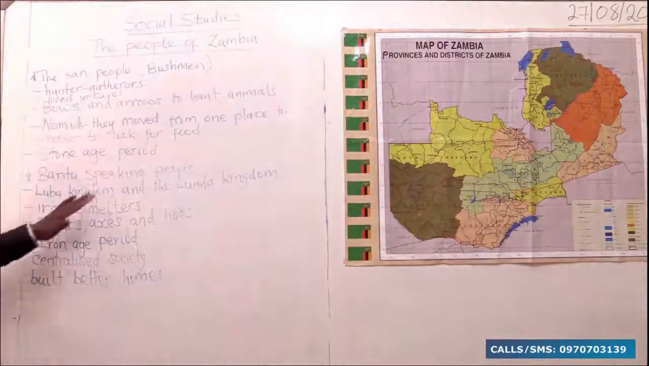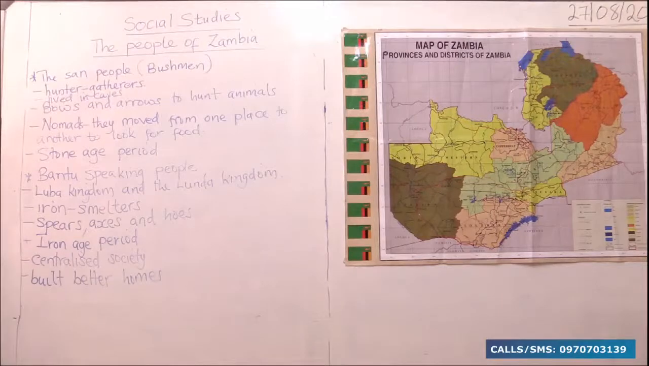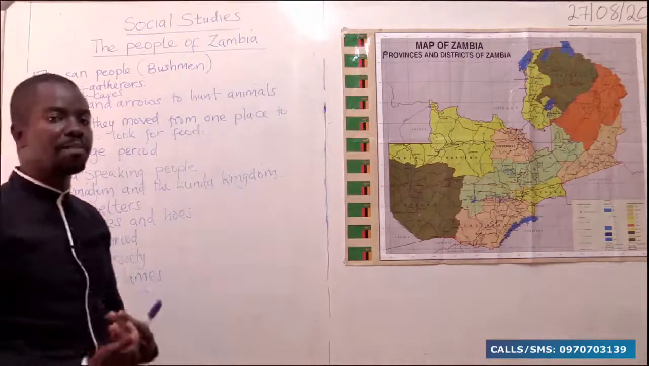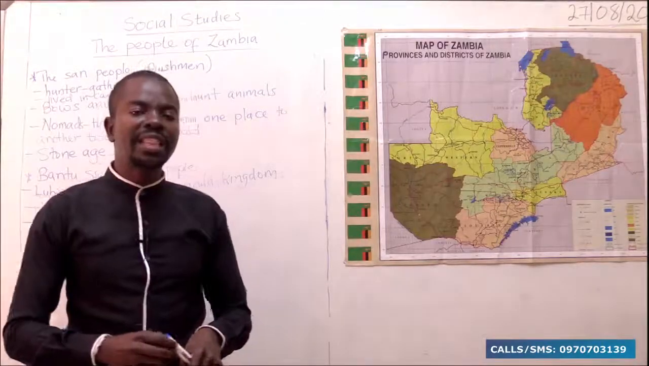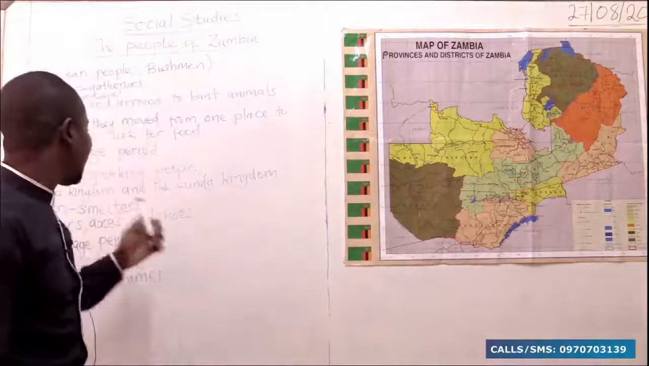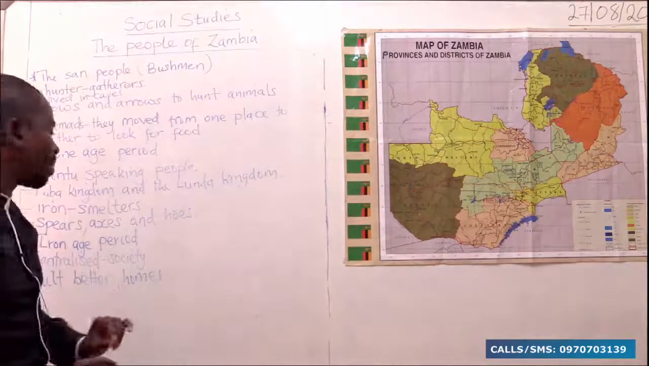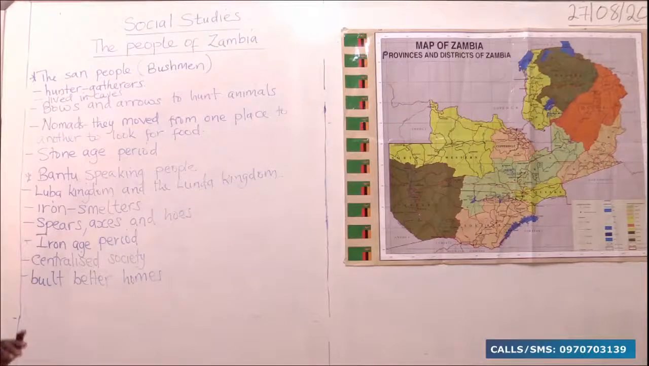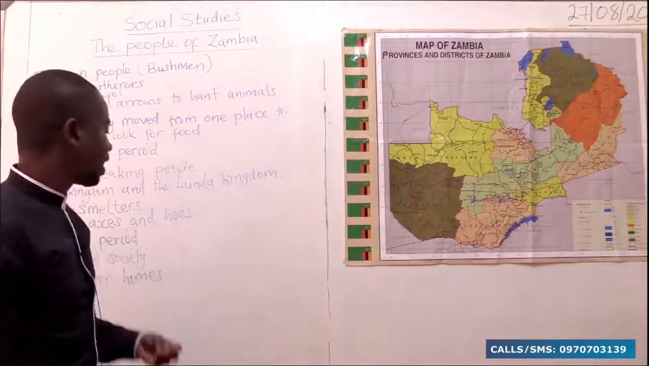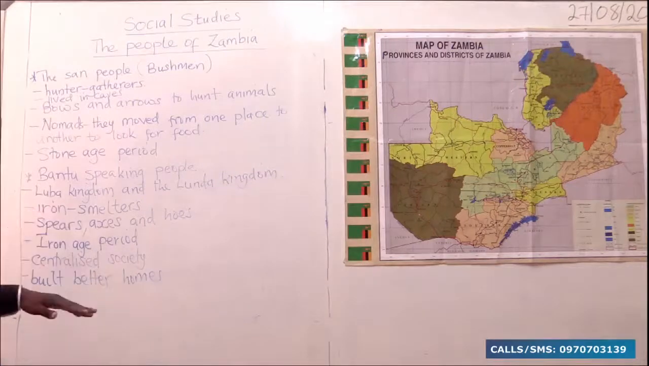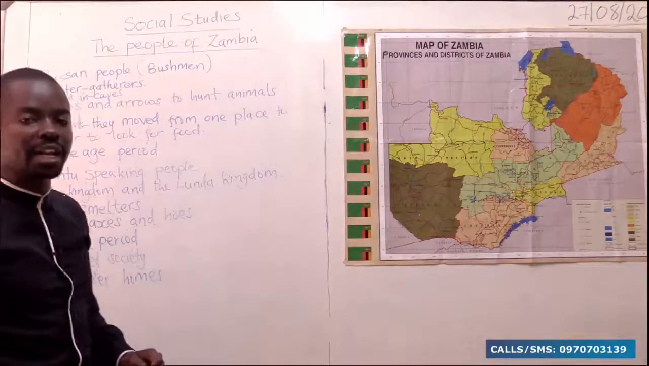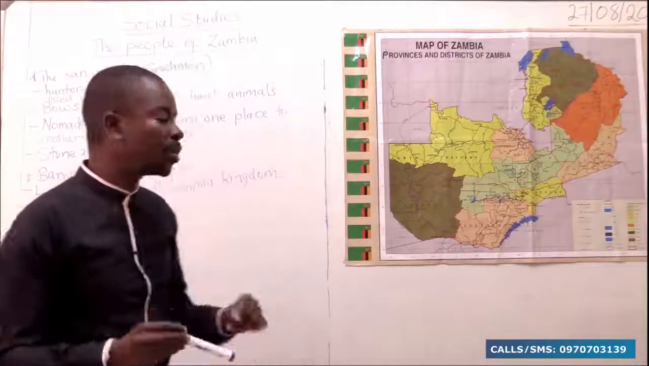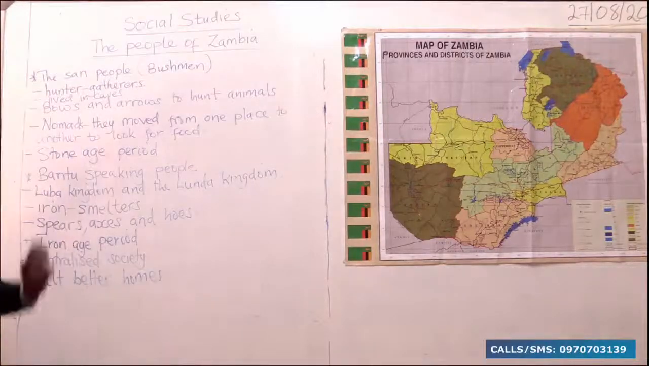Okay, so getting back to our topic, boys and girls, you must also understand that the Bantu-speaking people were iron smelters, meaning that they smelted iron. They used the same iron to make tools such as spears, axes, and hoes. They used spears to kill animals.